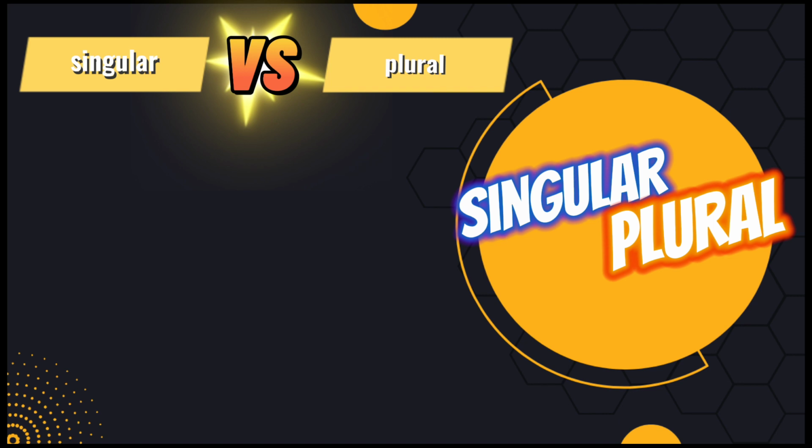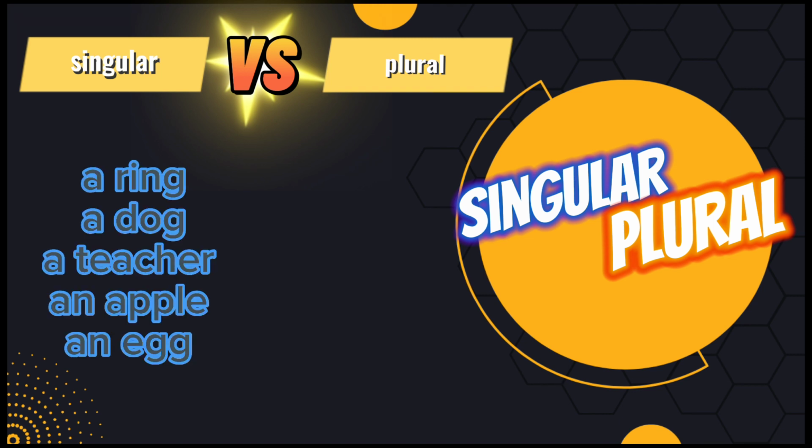So let's look. A ring. That means one ring, a ring. A dog, again one dog, a dog. A teacher, one teacher. An apple, one apple. An egg, one egg. So again, one noun is singular.